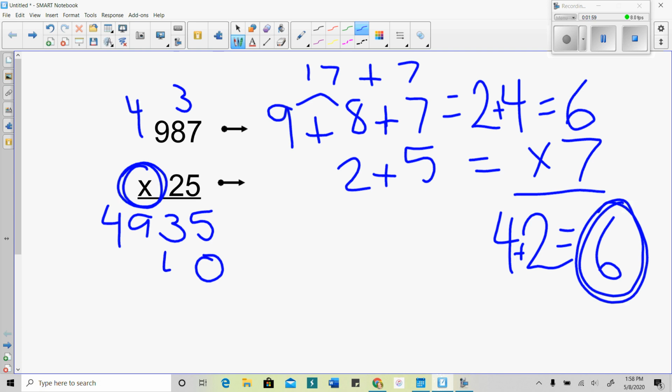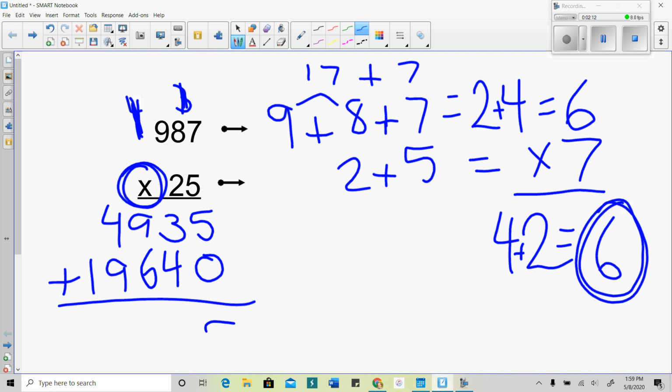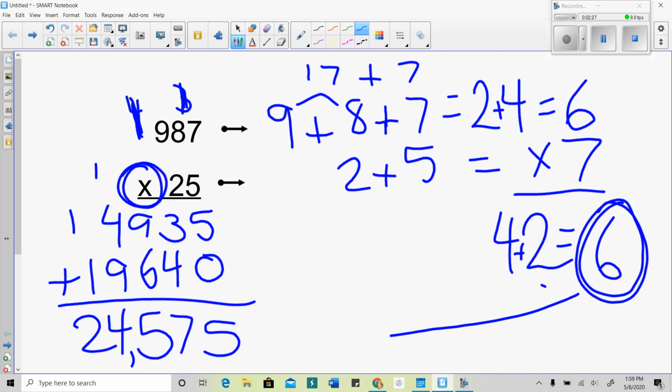2 times 7 is 14, carry the 1. 2 times 8 is 16, carry the 1. And 2 times 9 is 18, plus 1 is 19. And I'm going to add those up, so I get 5, 7, 15. This adds up to 14, and then 1 and 1 is 2. So there's my answer, 24,575. Now, if that is correct, it will have a digital root of 6.